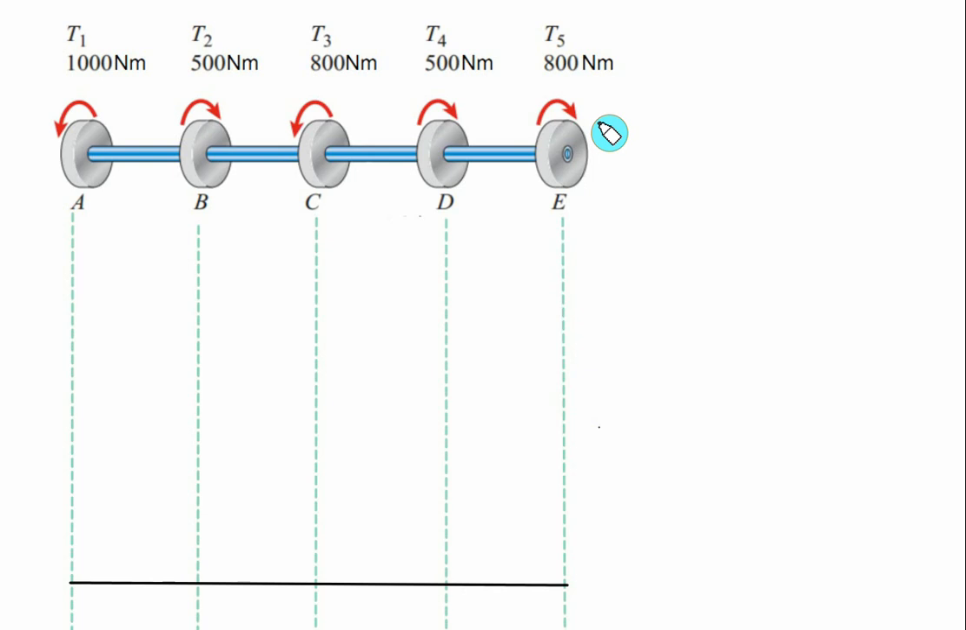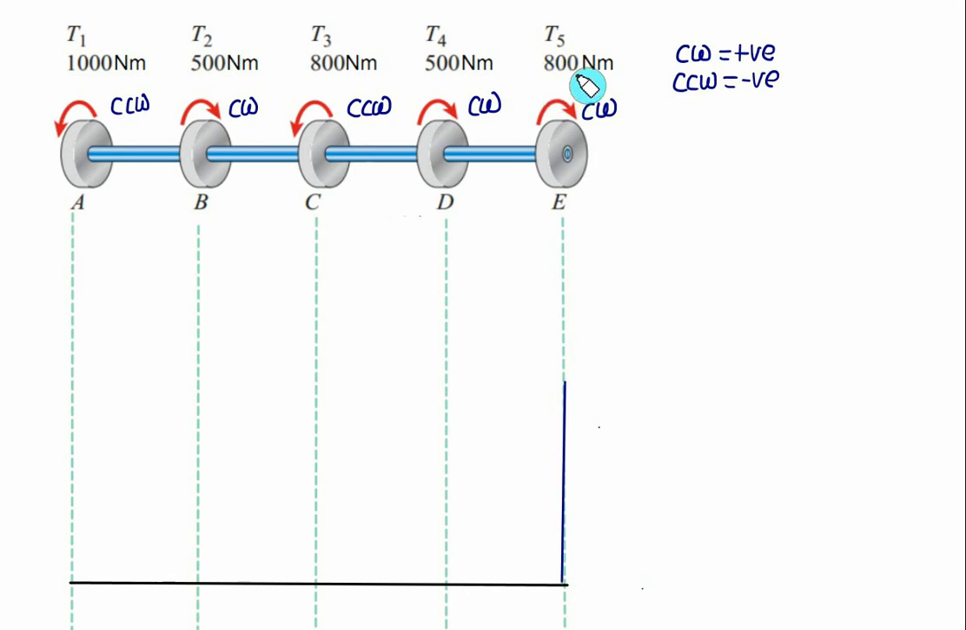So this one is clockwise, this one is clockwise, this one is counterclockwise, this one is clockwise, this one is counterclockwise. Now we'll start with the right end, and we'll take clockwise as a positive value, and counterclockwise we'll take as a negative value. So first you have to rise by 800. 800 is a positive value, so we'll show this length of arrow approximately equal to 800 Newton meter.